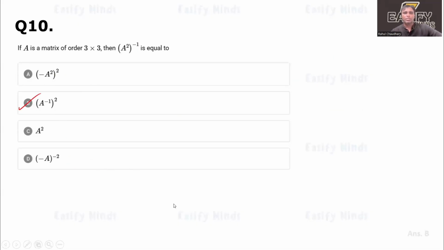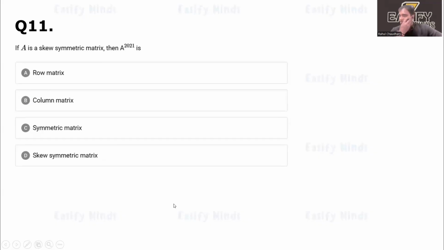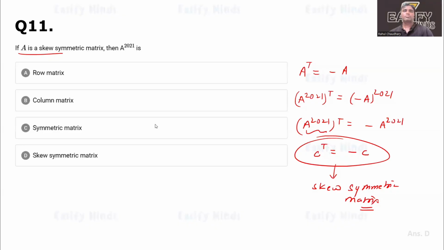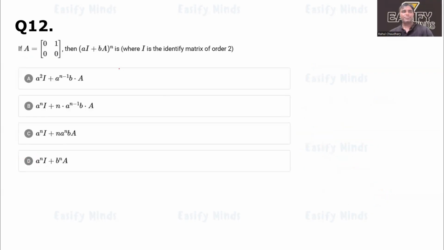10th one done. Now try to solve the 11th. If A is a skew symmetric matrix, what is A power 2021? Is it a row matrix, column matrix, symmetric matrix, or skew symmetric matrix? So the answer is D, option D. Clear? Let's move to next one. Solve this one, 12th.